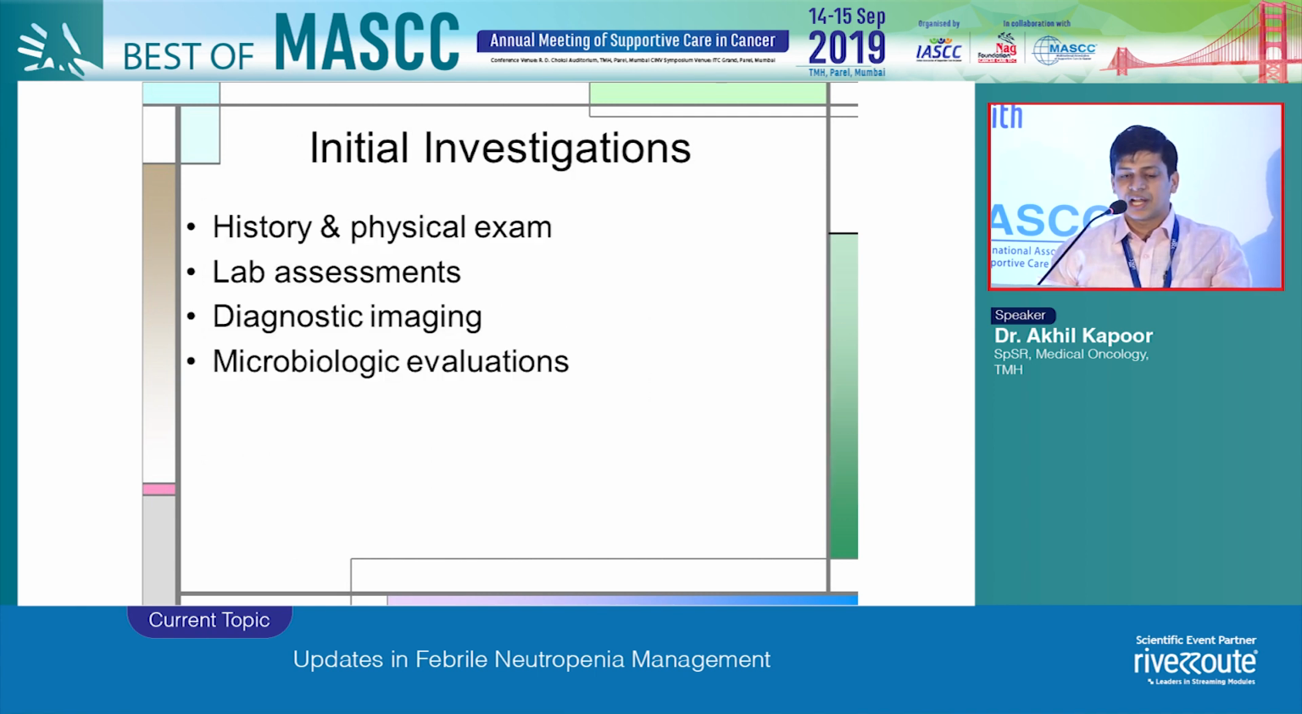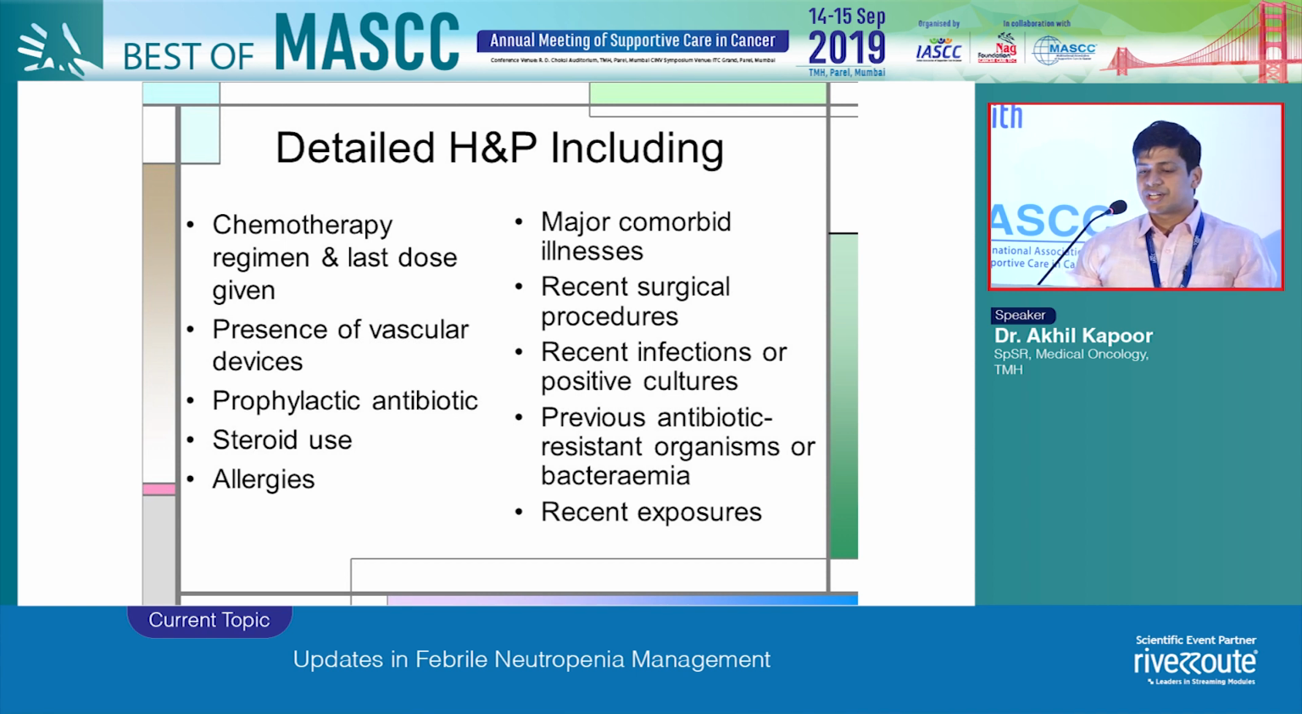In a patient with suspected febrile neutropenia, the initial investigations include, as per the standard, history and physical examination, laboratory assessments, and imaging. History and physical examination includes the chemotherapy regimen given, when the last dose was given, whether the patient has any vascular access device, was on any prophylactic antibiotic, has had steroids, or has any allergy, apart from the routine concurrent comorbidities and surgical procedures.